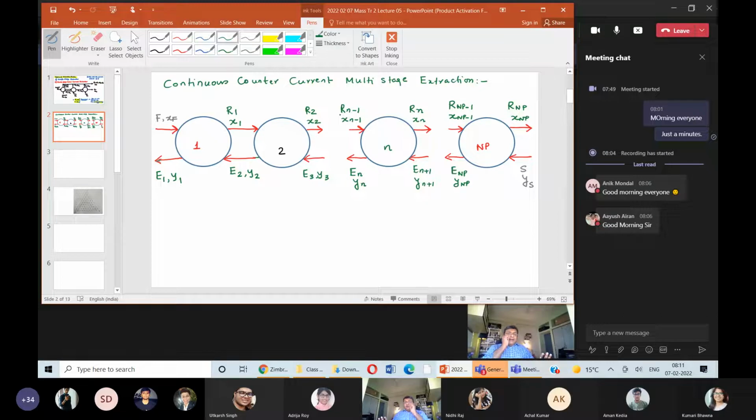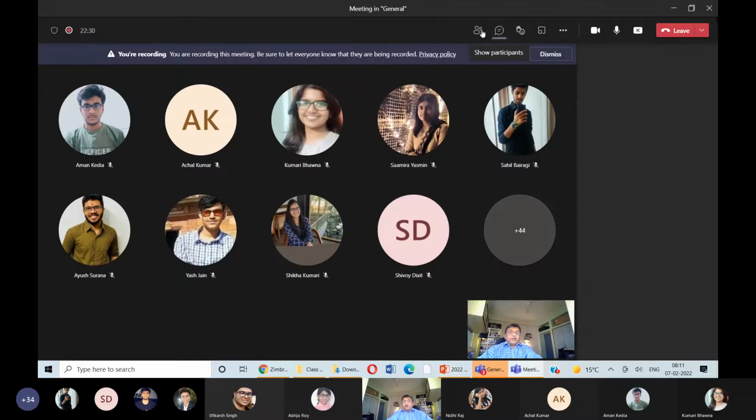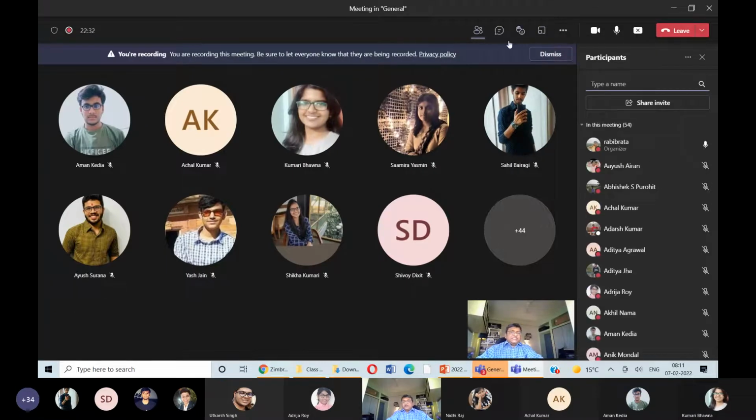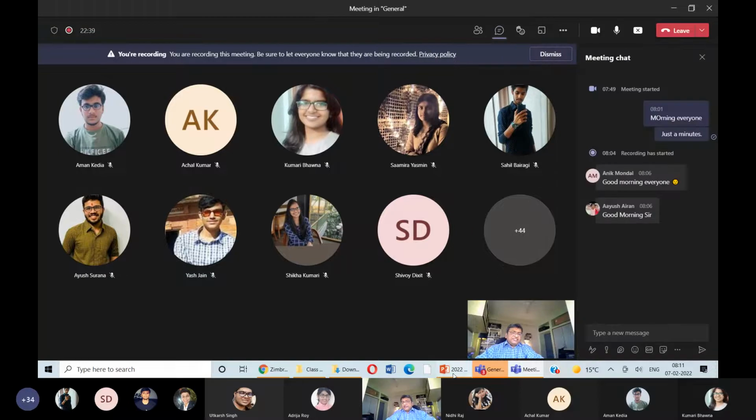Is this figure clear to everyone? Is the figure clear to everyone, and the naming conventions, the notations? Abhishek Purohit, Adarsh Kumar, Aditya Agarwal, Aditya Jha. Is the notation clear to everyone?